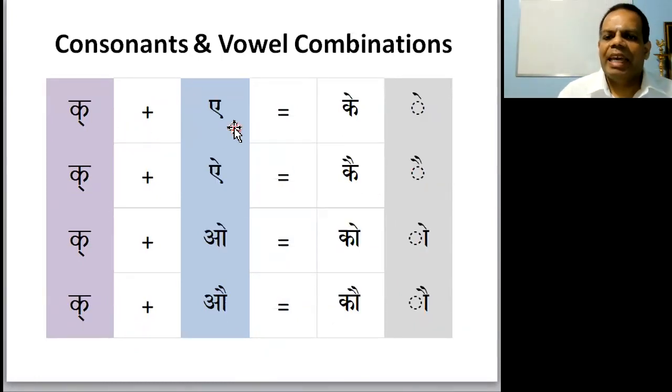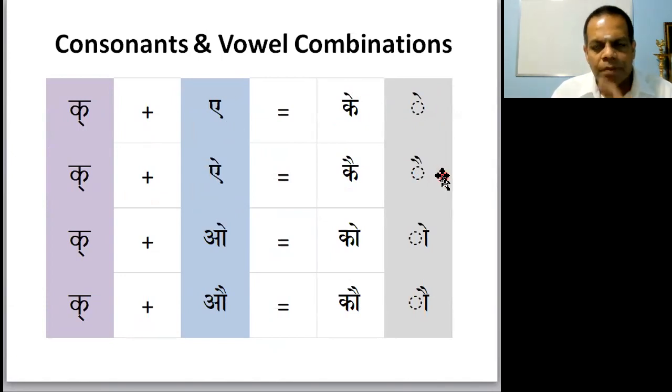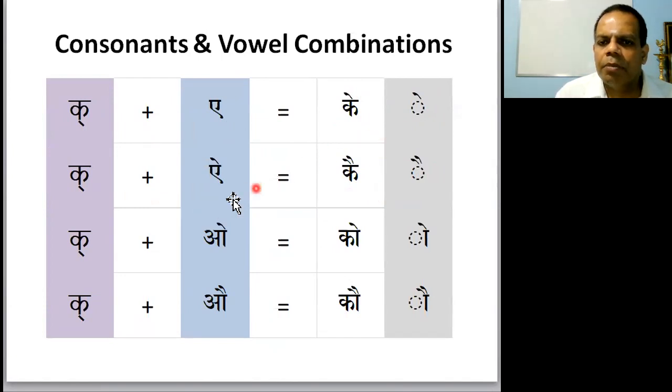K plus e is ke. You can see it's like a horn on top of the letter k, one horn, or one ear if you want, whichever way you call it. K plus ai gives us kai. There are two rabbit ears you can see, or two horns. It's kai.